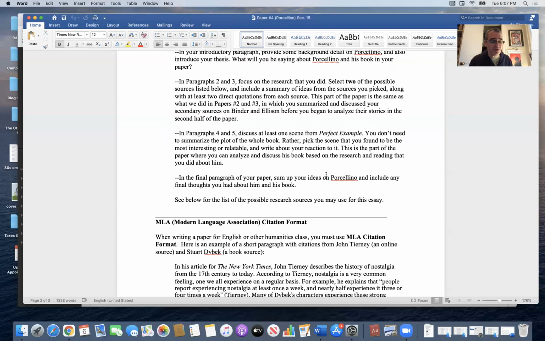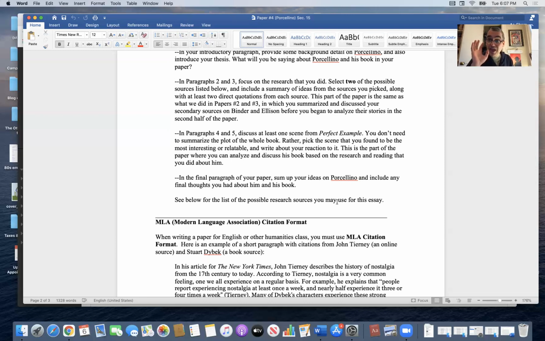So same format. We did that with the Binder paper back in February. And we also did that with the Binder and Ellison paper in March. So again, papers 2, 3, and 4 have the same structure, and paper 5 that we'll be doing next to finish out the class also has that same structure. Again, intro, use of the outside sources, analysis from your perspective of whatever book it is, the primary source, in this case, it's Perfect Example that we're looking at, and then your conclusion.